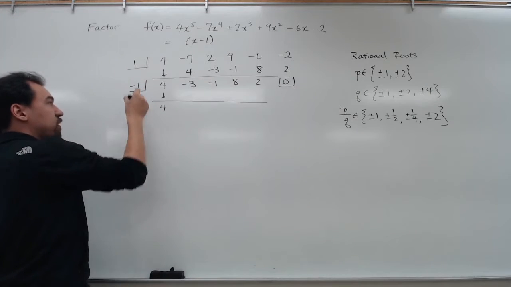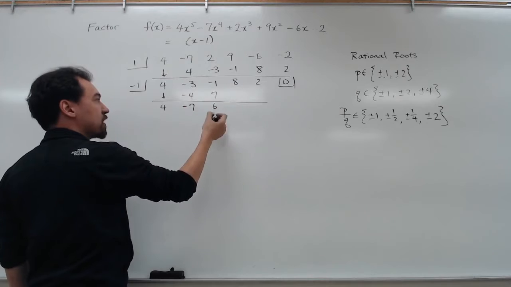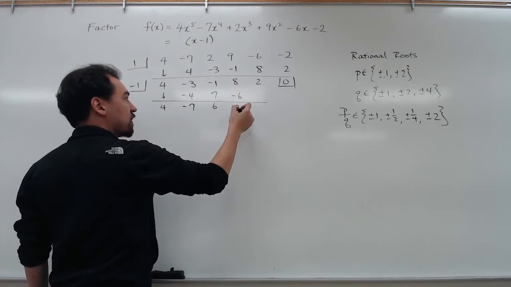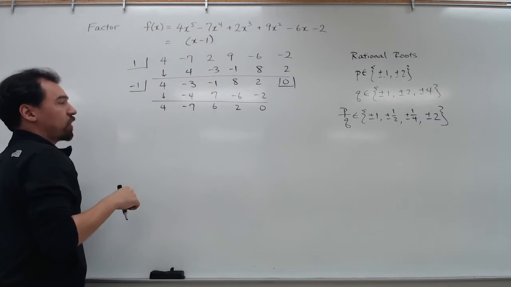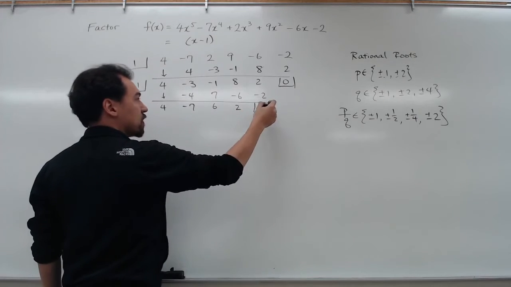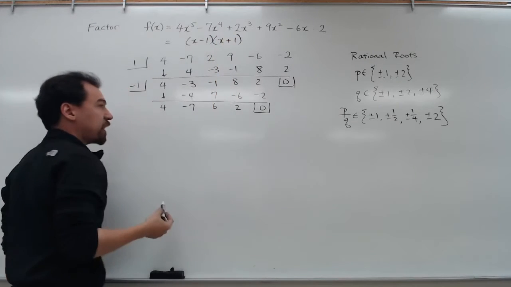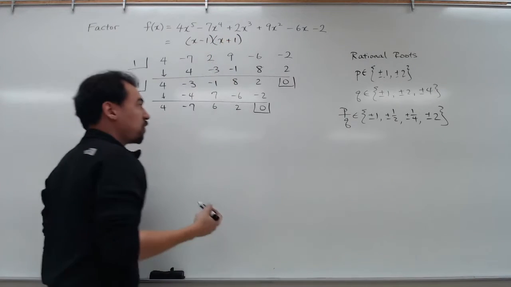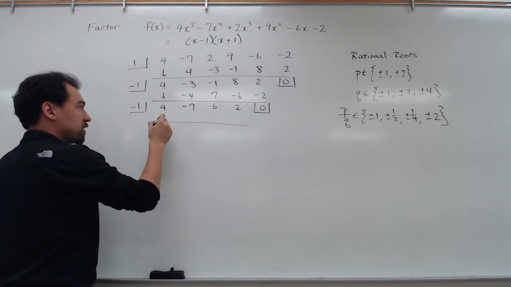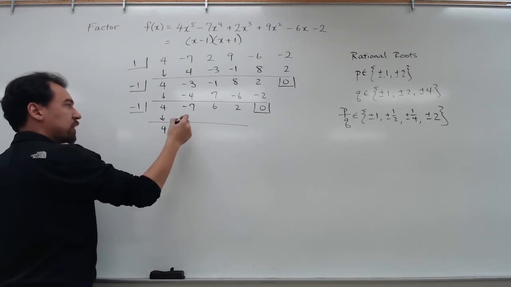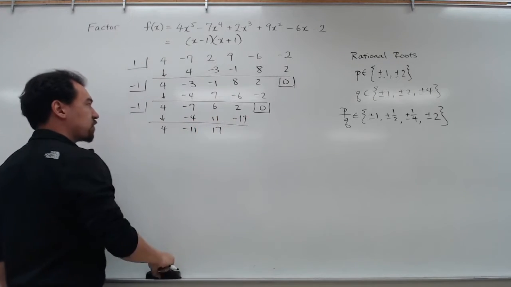So we'll try -1, see what happens. 4, then we have -7, +7, 6, -6, then we have 2, and we have -2. Okay, so we know that -1 is a 0. So we're going to say x plus 1 is another factor. So before we move on, we should try -1 one more time just to check. 4, then -4, -11, +11. Okay, so this is not going to work.